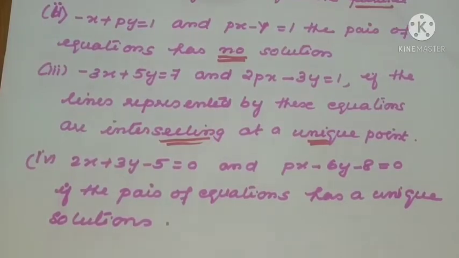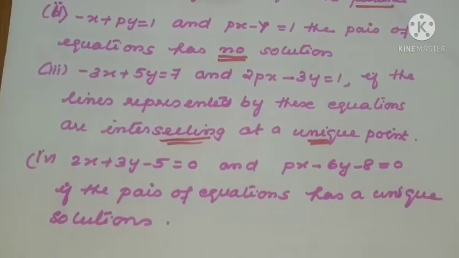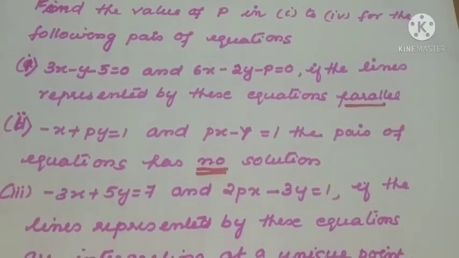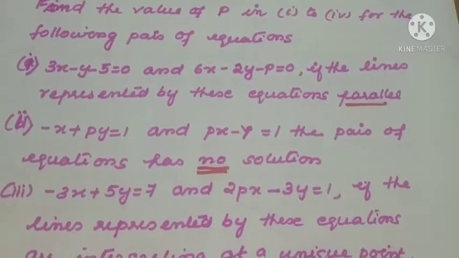So you have seen the different questions. Only one class we have already done. Now one more class we are going to do, then it will be more clear to you. So the first question, one by one we can do. What is the first question? 3x minus y minus 5 equal to 0 and 6x minus 2y minus p equal to 0, and the condition is the lines are parallel. If that is the condition, what is the value of p?